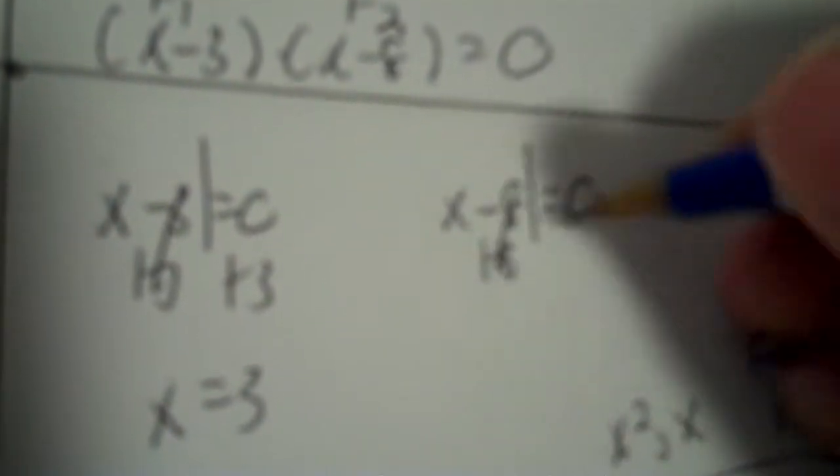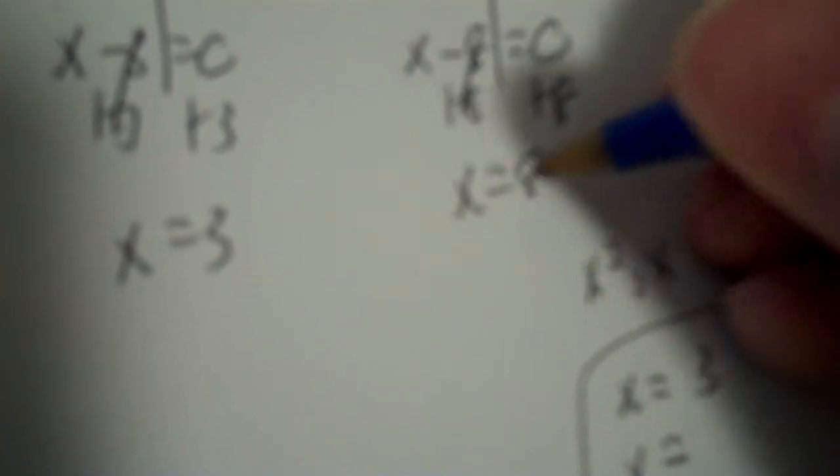And we add 8 to each side, and we get 8. Okay, 3 and 8. Now I'm going to illustrate why those are the answers. This is the original. Now I have it twice because I got 2 answers. So I'm going to put 3 for x here and here at the same time.